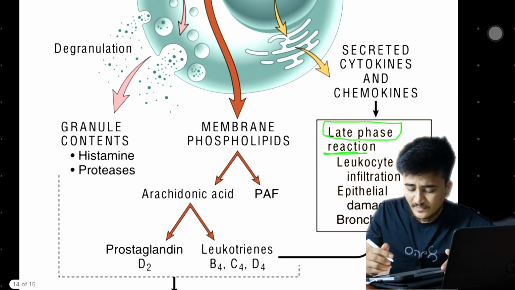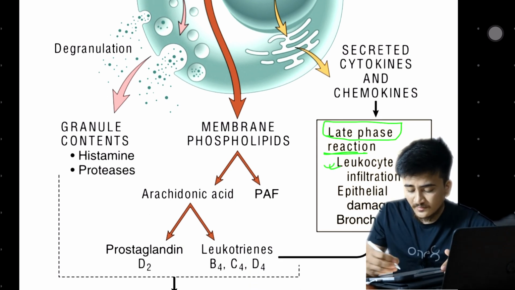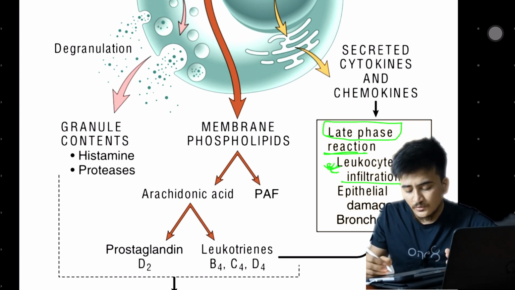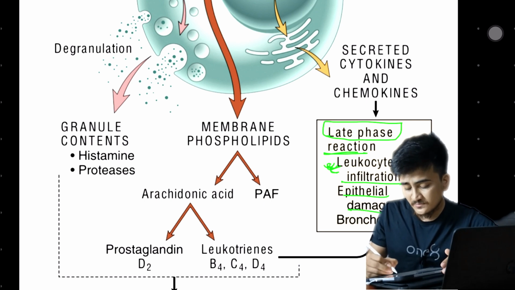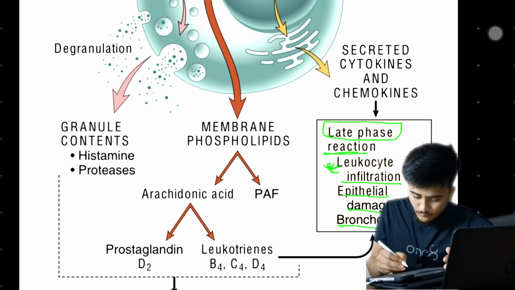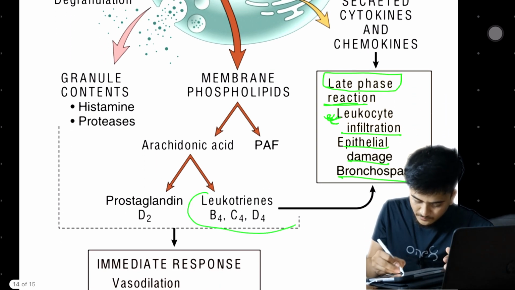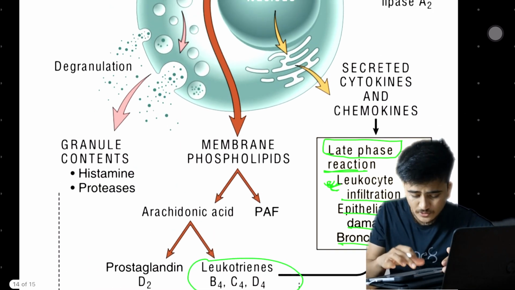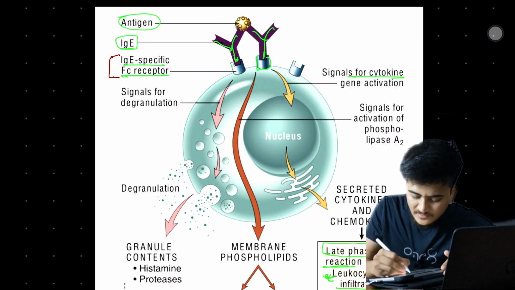And what do these cytokines and chemokines do? They cause leukocyte infiltration, epithelial damage, and bronchospasm. And what are these? These are leukotrienes B4, C4, D4. These are cytokines. Okay, we talked about the signal for cytokine gene activation.